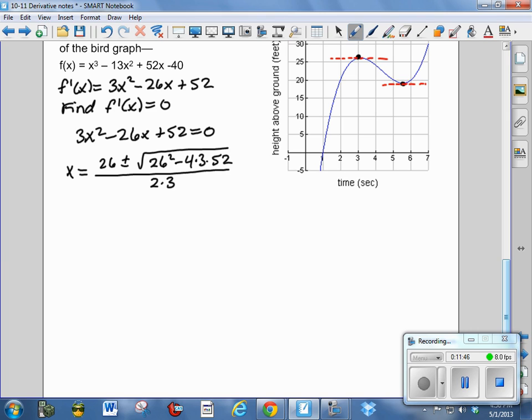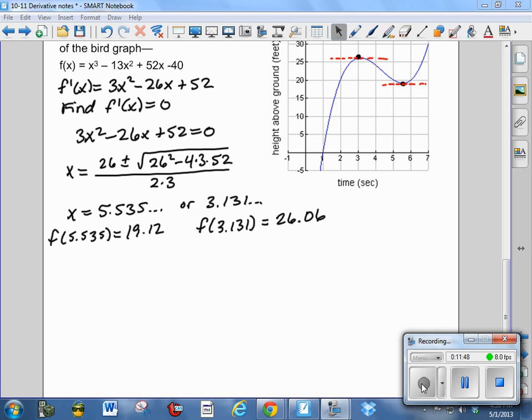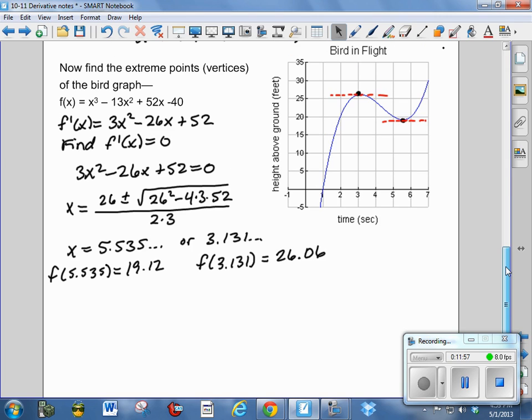Okay, well, after you've done the quadratic formula, you'll see that x is equal to 5.3535 or 3.131. That's what you should have gotten, and that makes sense because you can see the 3.13 looks really reasonable for the x-coordinate of our vertex here. And the 5.535 looks really reasonable for our x-coordinate there.